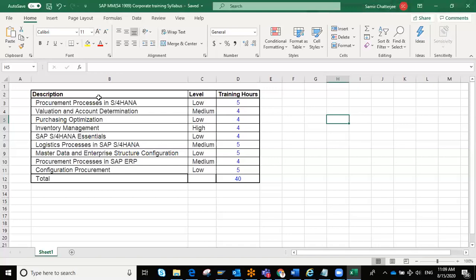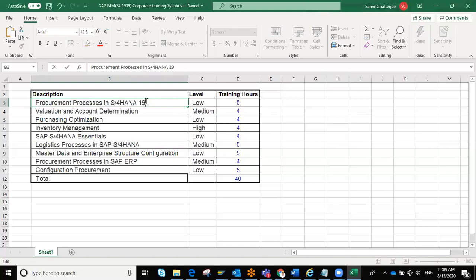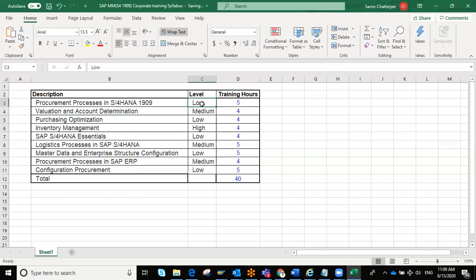So as we know that procurement and sourcing domain starts from the procurement processes in S4 HANA 1909. So here we should have the level at the low level, micro level, to understand the specific business processes applicable for 1909. So S4 HANA has got very specific three attributes.